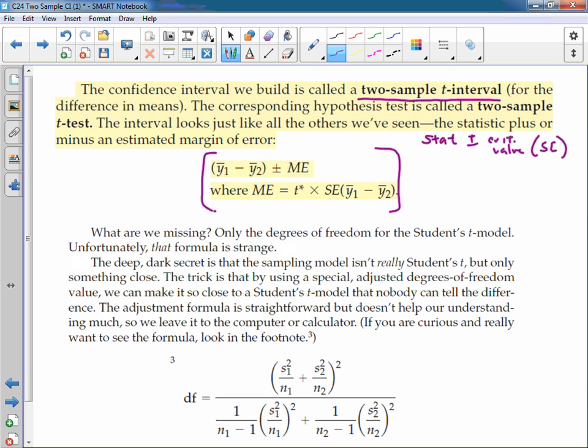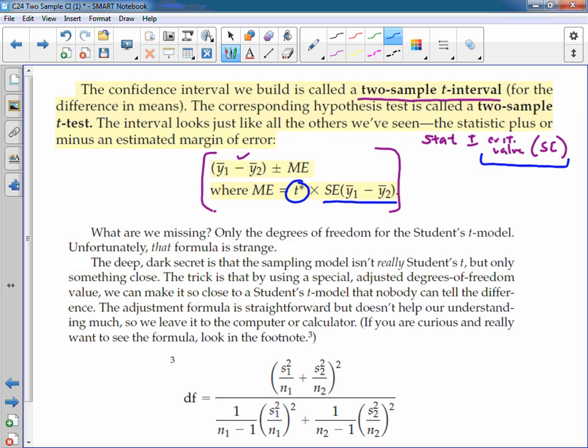So in this case, our statistic is x bar 1 minus x bar 2, or y bar 1 minus y bar 2 as our book uses. And then it says plus or minus the margin of error. Well, we know that the margin of error is the critical value times the standard error. So in this case, our critical value is t star, standard error. We have a formula for that. Okay? So these all follow the same pattern.